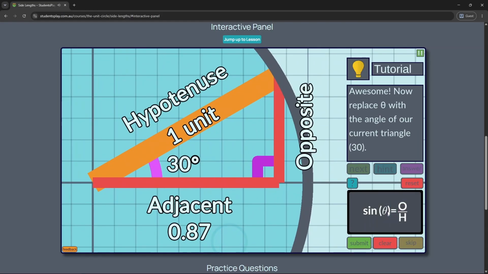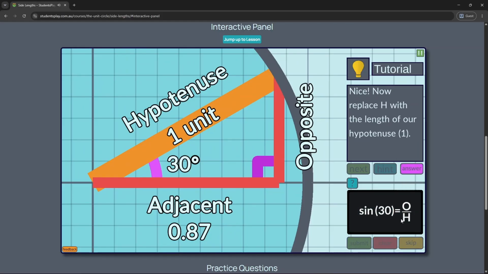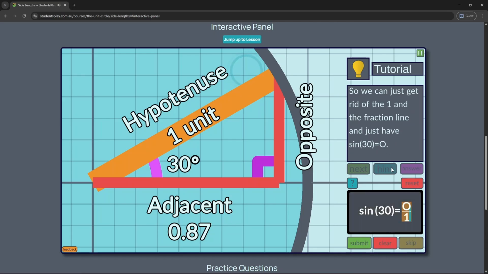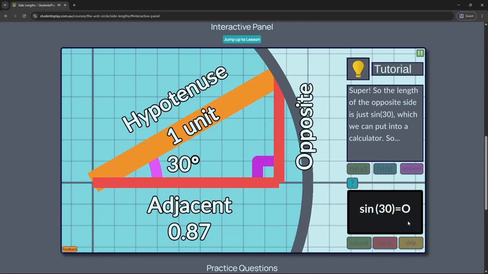Okay, I'm going to click here and then use the arrow key. 30. Replace H with 1. It's 1. And remember, when you divide something by 1, nothing happens. So we can just get rid of the 1 and the fraction line and just have sine 30 equals O. O divided by 1 is just O. So you can just do that.